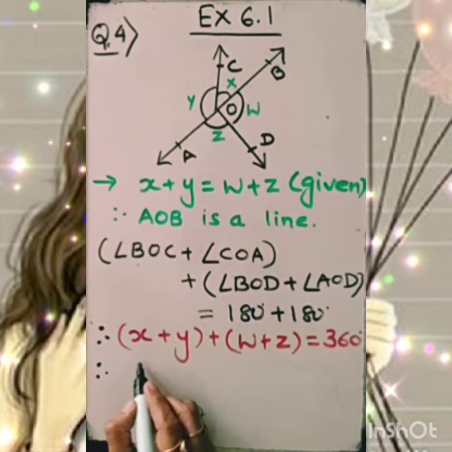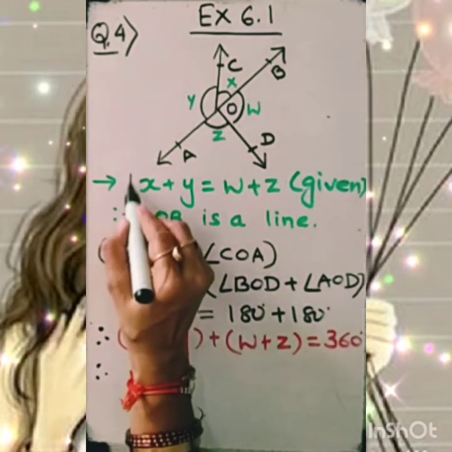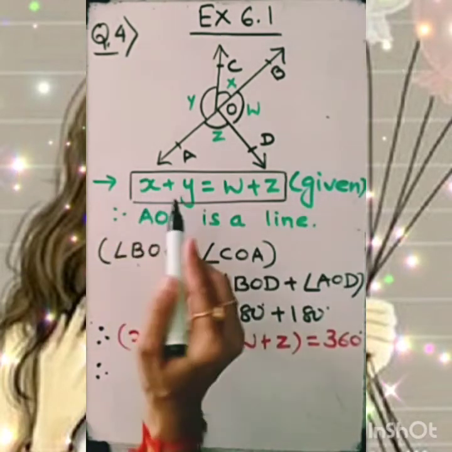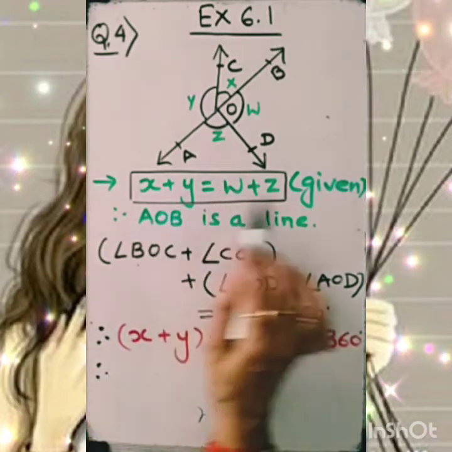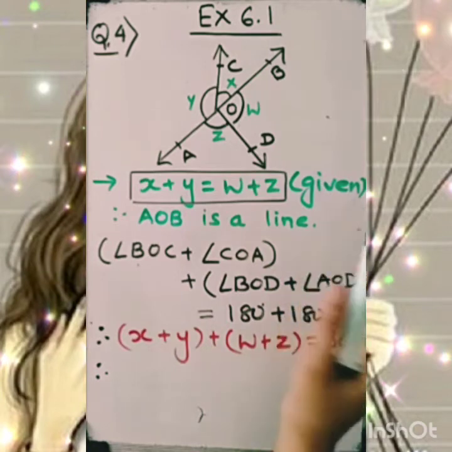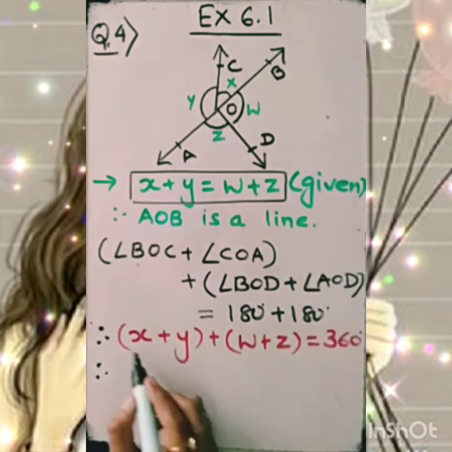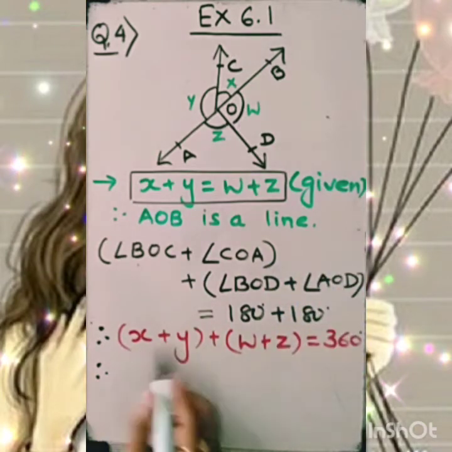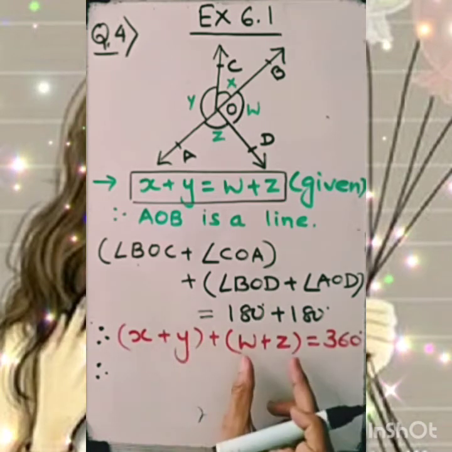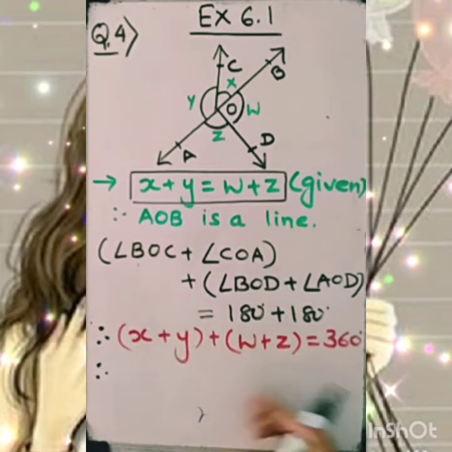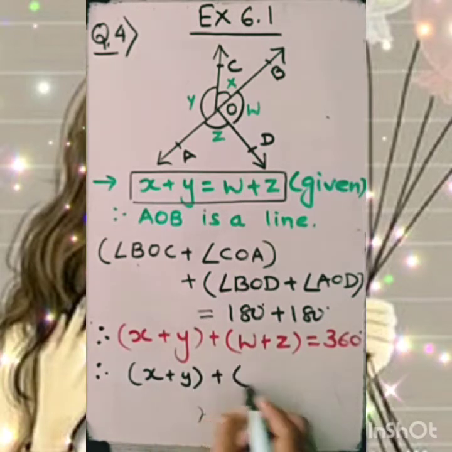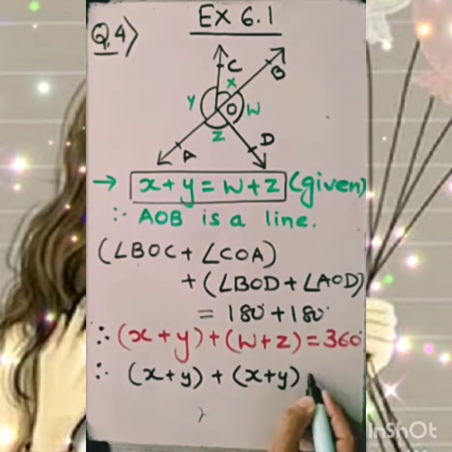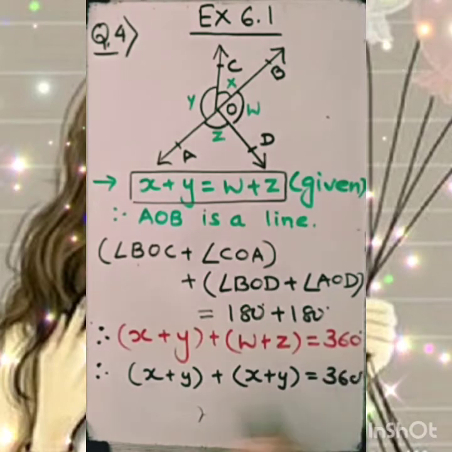Here you can see we are already given this very important result, x plus y equals w plus z. Clear? So can I write, in place of z plus w, x plus y? So what do I have here? x plus y, x plus y. This is also possible, that is 360 degrees.